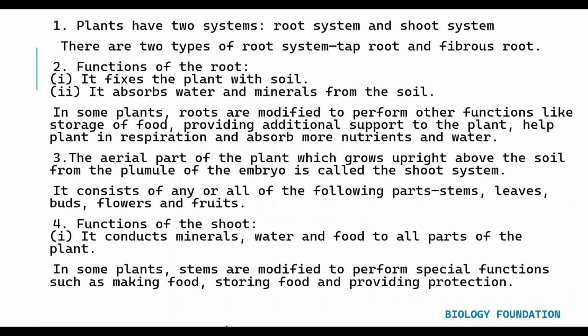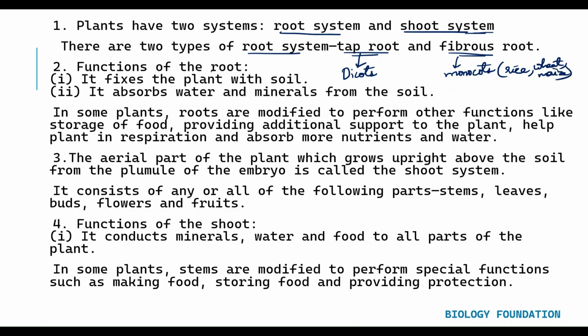Okay. So plants have two systems, that is root system and shoot system. Root system is that portion of the plant which is found underground or below the soil. The shoot system grows above the soil. There are two types of root system, taproot system and fibrous root system. Taproot system is mostly seen in dicots like your mango, neem, etc. Okay, fibrous root system is seen in monocots. Examples include rice, wheat, maize.